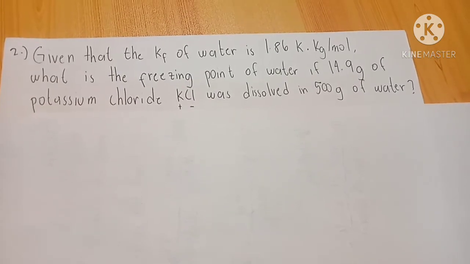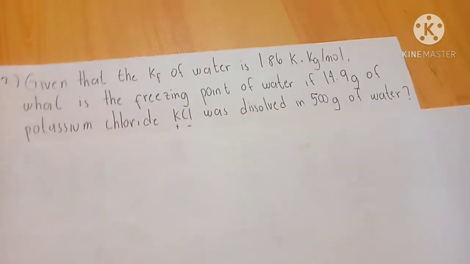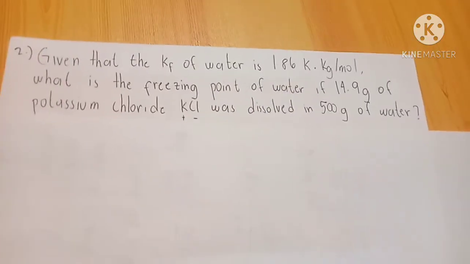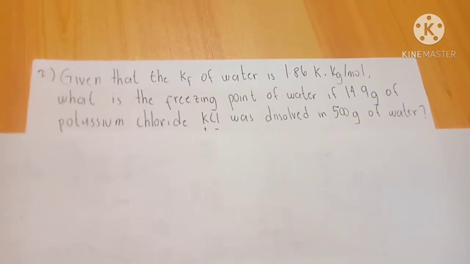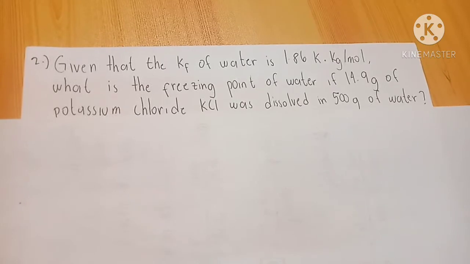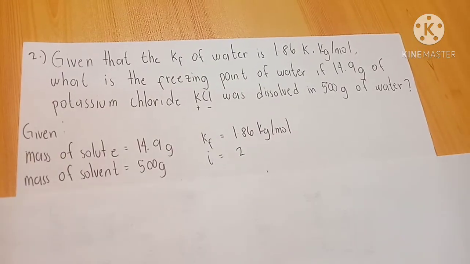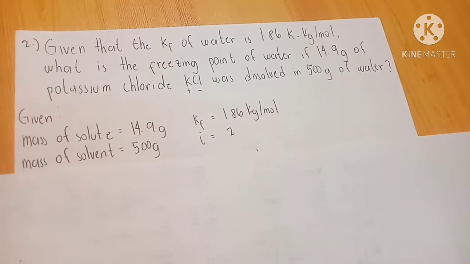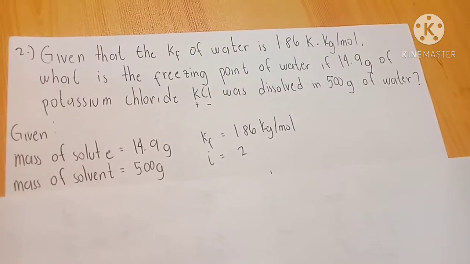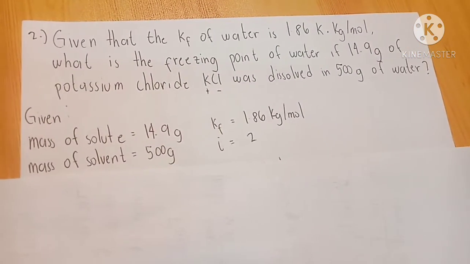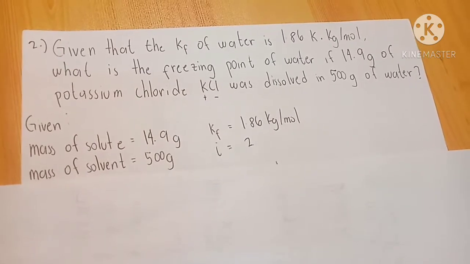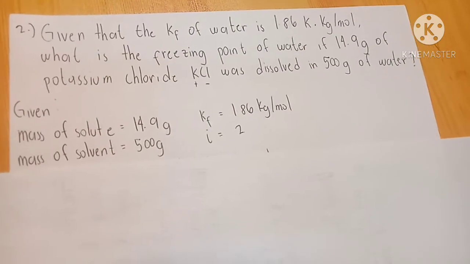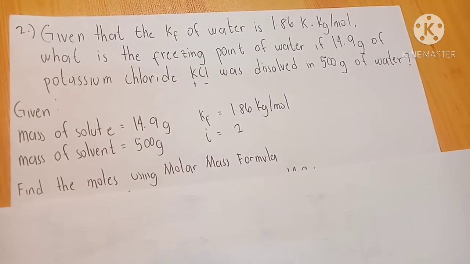So here's an example. Given that the K F of water is 1.86 degrees Celsius kilogram per mole, what is the freezing point of water if 14.9 grams of potassium chloride was dissolved in 500 grams of water? So the given is mass of solute is equal to 14.9 grams, mass of solvent is equal to 500 grams, the K F which is equal to 1.86, and the i which is equal to 2 since the potassium chloride has positive and negative charge. So the first thing we need to do is find the molality.